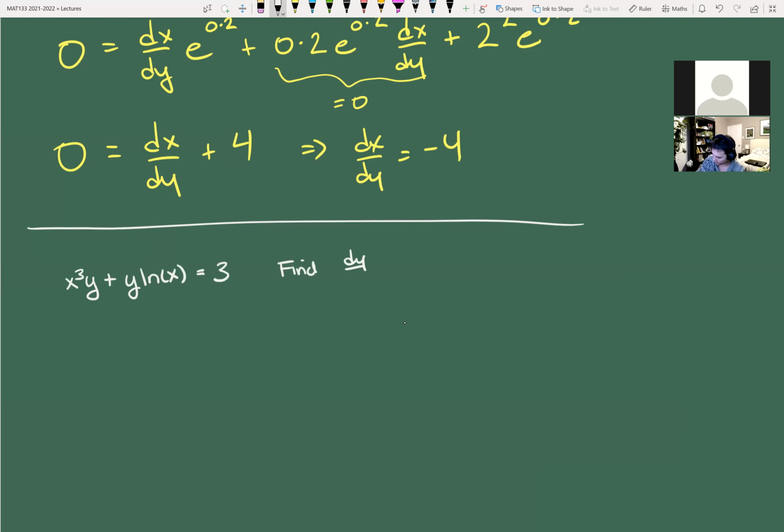So let's say find dy/dx when x equals 1. Let me actually just put a 2 here to make it easier. Okay, so Connie, why don't you just try doing that one?